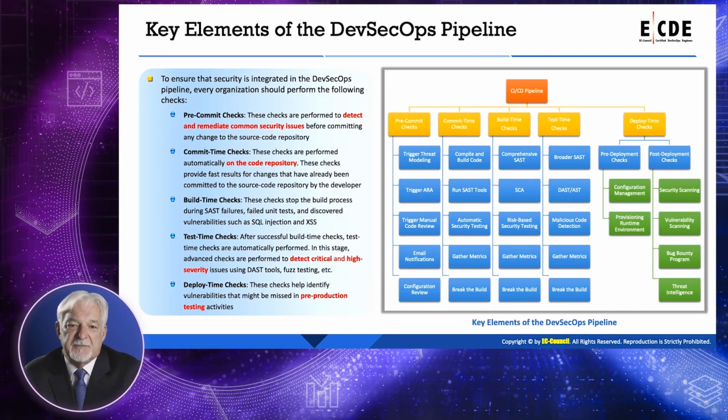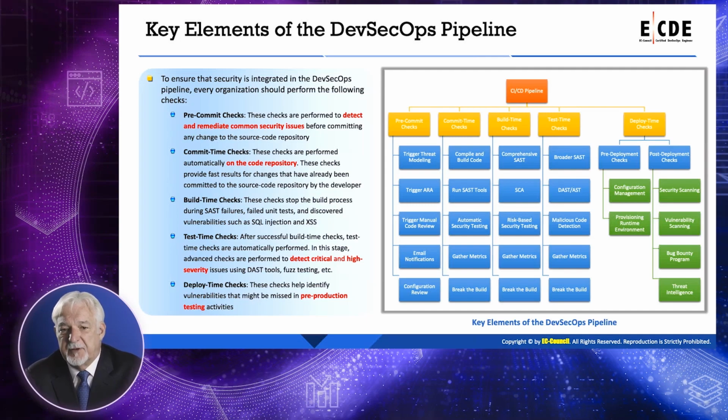We have commit time checks. These checks are performed automatically on the code repository. The checks provide fast results for changes that have already been committed to the source code repository by developers. Then we have build time checks that we insert. These checks stop the build process during SAST failures, failed unit tests, and discovered vulnerabilities, such as SQL injection attack capabilities or cross-site scripting.